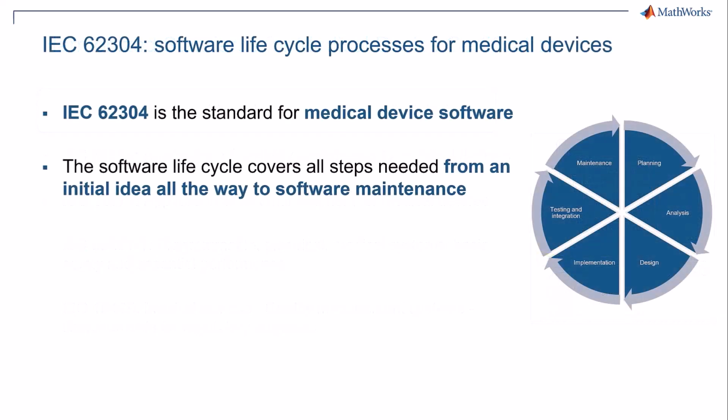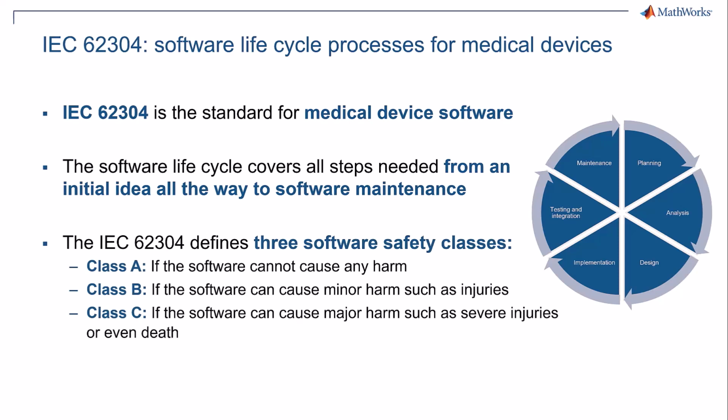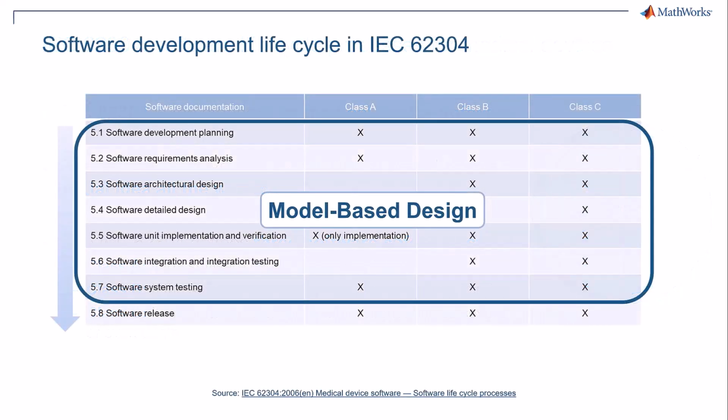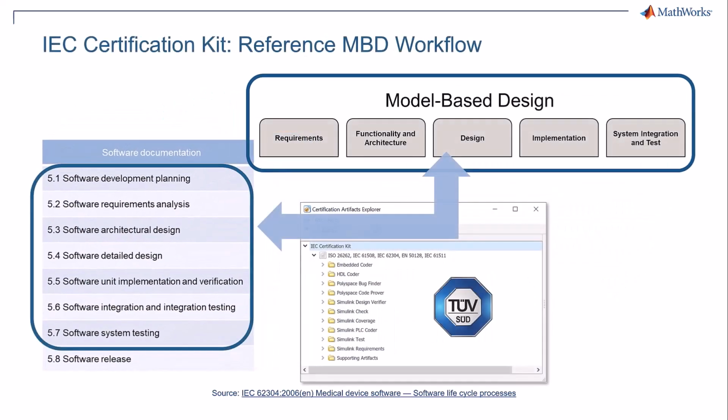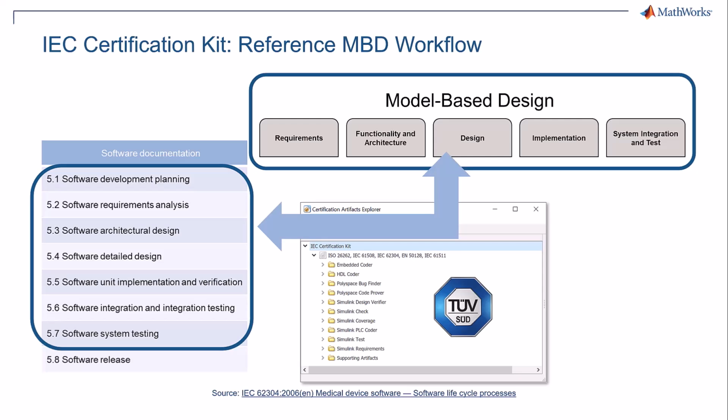The software lifecycle covers all steps, from initial idea all the way to software maintenance. And there are three software safety classes, A to C, depending on the cause of harm, if it's non-existent, minor, or major. As you can see in this picture, model-based design covers all safety classes and all chapters in the standard except for software release. But how do you map the chapters in the standard with the MBD workflow and what tools are used? In the certification toolkit, there is a reference MBD workflow that helps you set up your development. All needed artifacts stipulated by the standard are handled.